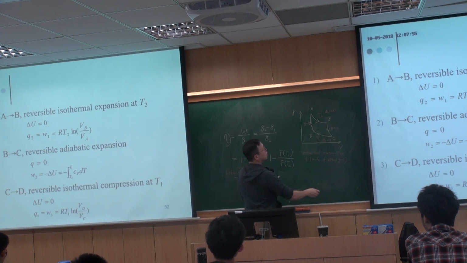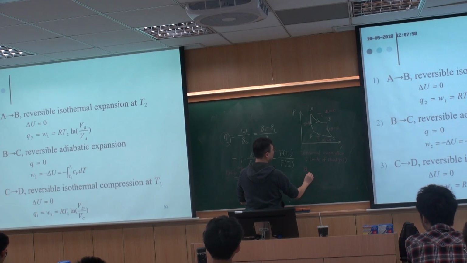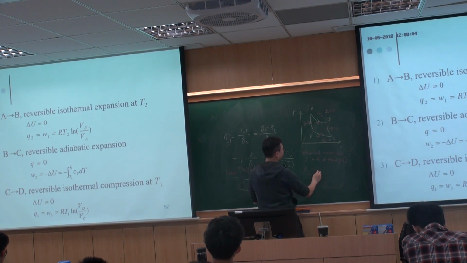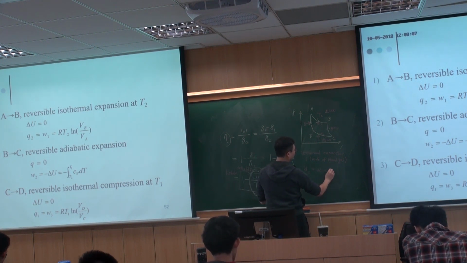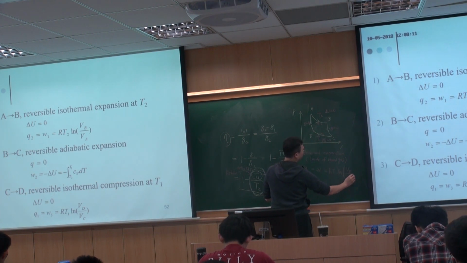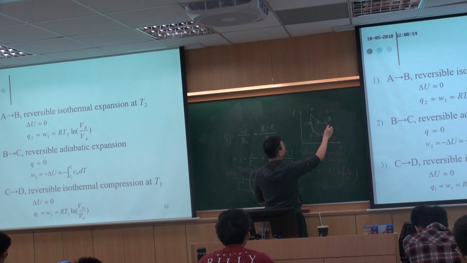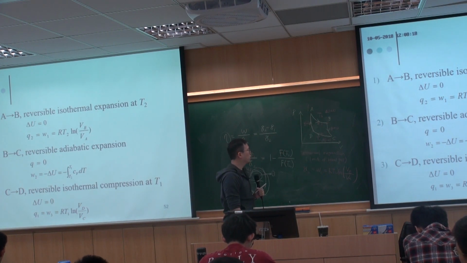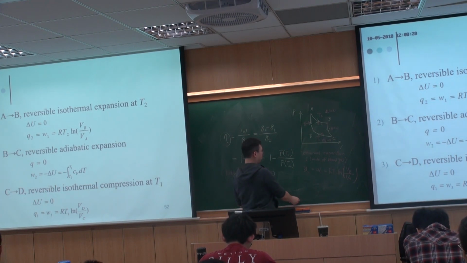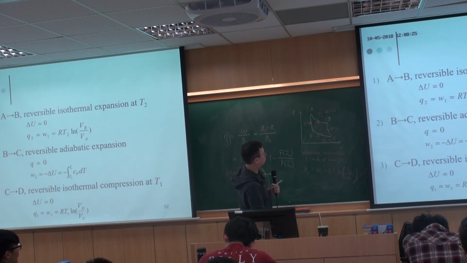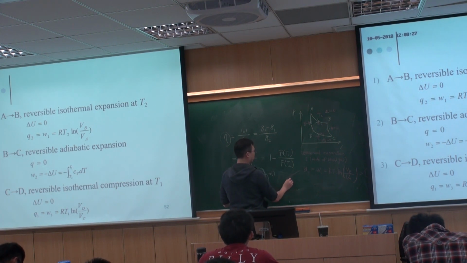We know that it's Q2 over here, and here, let's say we have Q1. Q2 over here is W1, it is RT2 log VB over VA. VB is the volume over here, and VA is the volume of the original state. And we know that this is a positive number, right? This is greater than 0.